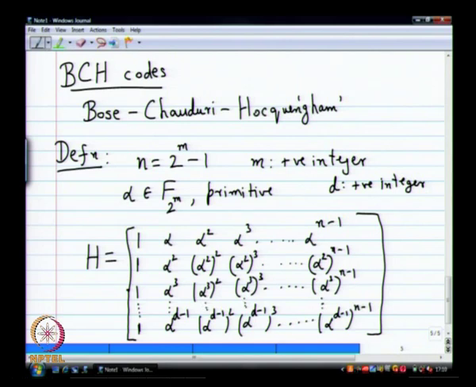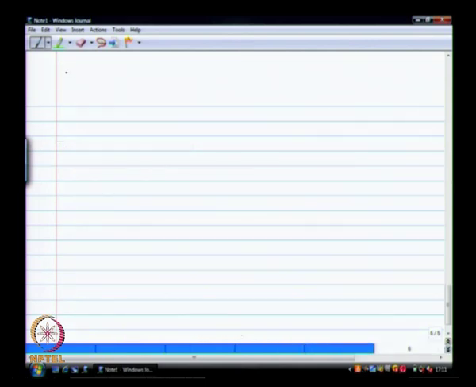Quick terminology. n is called the block length, and d is called the design distance. I am going to define two different codes with this one parity check matrix. Both of them you can call BCH codes, but usually the binary version is called BCH. So, I am going to first define the binary BCH code.